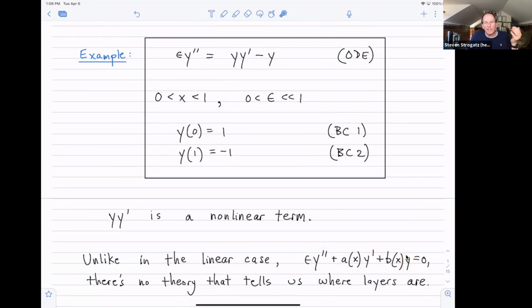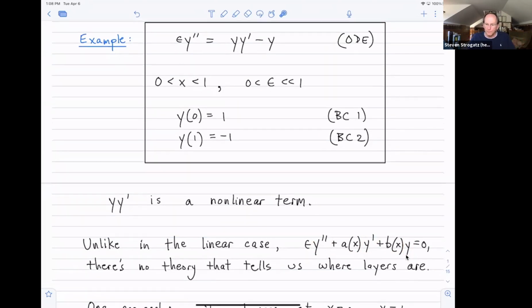There's a theory for that case, for where the boundary layers will be. Right, we discussed that. How do we know if the layer is on the left or the right, or if there will be an interior layer? Unlike in that case, when we have the nonlinear boundary value problems, we don't have any such theory. So we don't really even know where to look for layers in this situation.